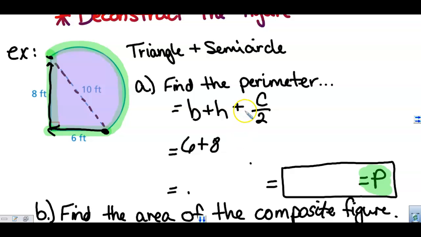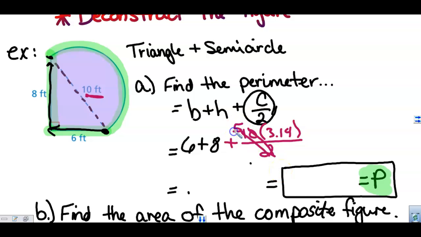Okay. So we're going to take the circumference, which is the diameter times pi. So we have a diameter here of 10 times 3.14 and divide that by 2. Okay. Well, I like to do the reducing here. Just makes my life a lot easier. 6 plus 8, we'll go ahead and get that done and out of the way. That's 14. So we have 14 plus 5 times 3.14, 15.7, giving us a total perimeter of 29.7 feet.